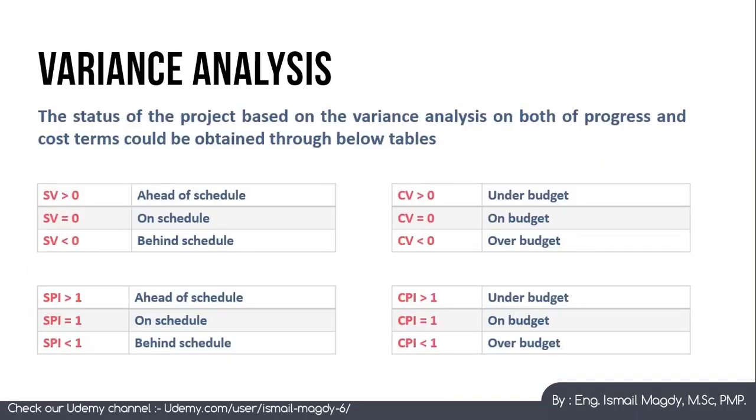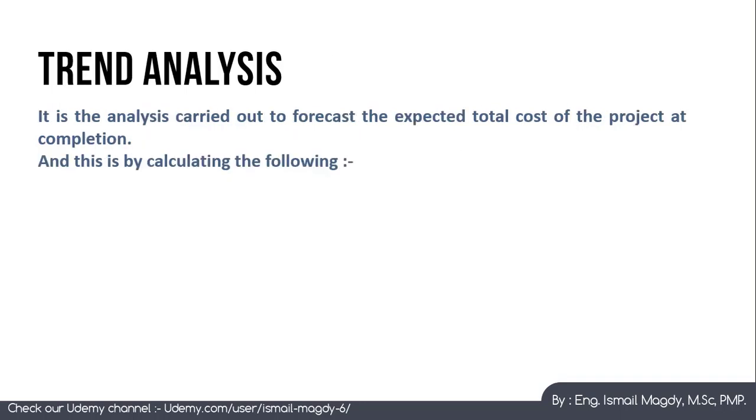So those are the tables that we have already explained that you can use to determine the status of the project at any given time based on the variance analysis. Now we are going to learn a new concept, which is trend analysis. And trend analysis is forecasting the expected cost at the completion of the project at any point of the project. In order to do that, we need to learn the following terms.